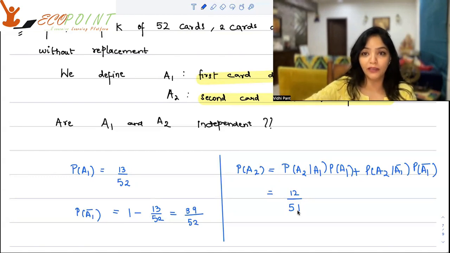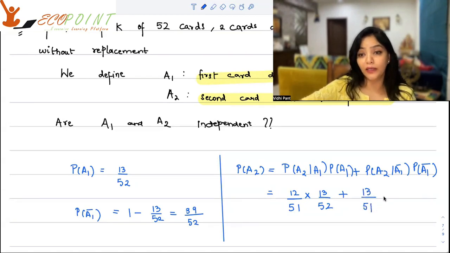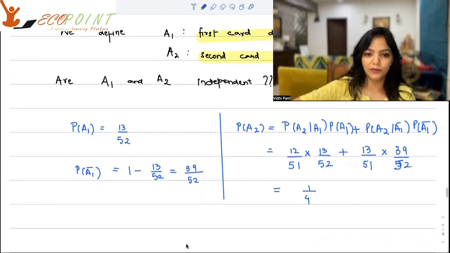Out of the 51 left cards, 12 are spade. So 12 upon 51 into, what is the probability of A1, that is of a spade, it's 13 upon 52, plus the probability that you got something else in the first go and you are getting a spade now. So 13 spades are left out of the 51 cards left, into the probability of getting something else in the first go. So that is 39 upon 52. When you total it up, you will get 1 by 4 as a result. Okay, so 1 by 4 it is.